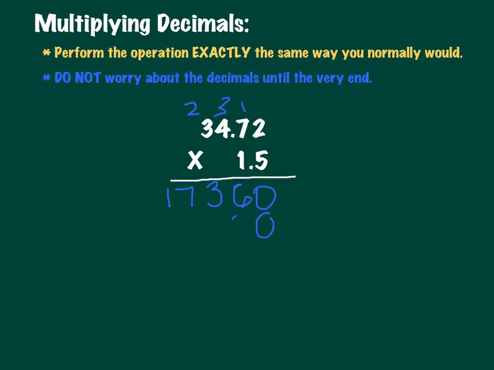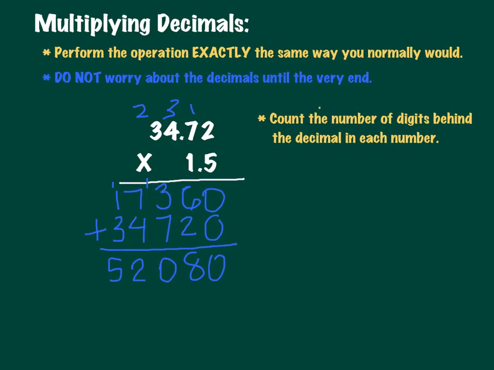1 times 2 is 2. 1 times 7 is 7. 1 times 4 is 4. And 1 times 3 is 3. Add. 0, 8, 10, carry the 1, 7 and 8, 1 is 8, plus 4 is 12, and 3, 4, 5.